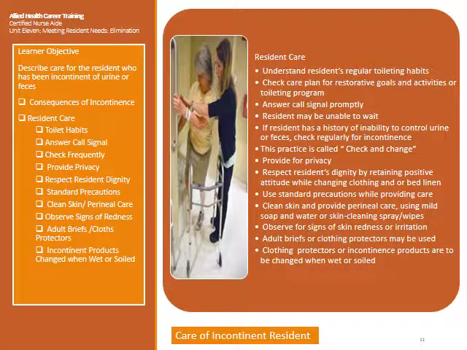If the resident has a history of the inability to control their urine or feces, check regularly for incontinence. Again, at least every 2 hours. This practice is called check and change. Always provide for privacy. Respect the resident's dignity by retaining a positive attitude while changing their clothes or their bed linens. Use standard precautions while providing care.